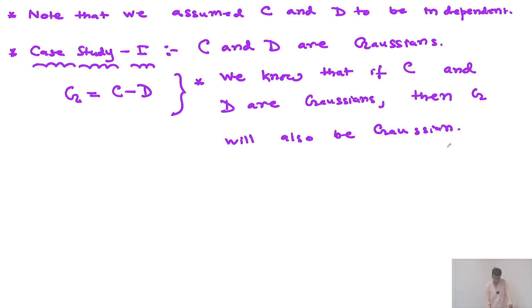So therefore, G is Gaussian, but that is not enough. I mean, saying Gaussian can be anything under the sky. We need to know the parameters of the Gaussian. What is the mean and what is the variance? So what will be the mean? Assuming you know the mean of C and mean of D.